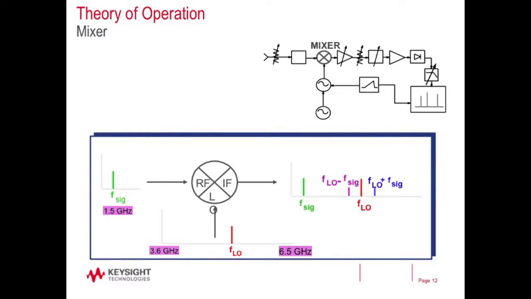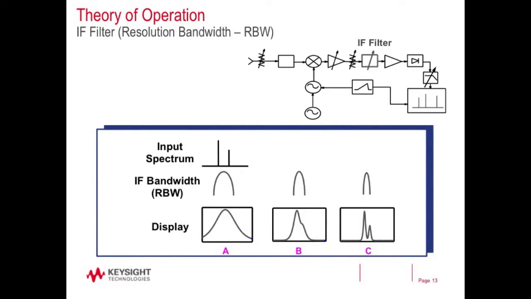So that's the mixer. One of the other parameters that you as a user get to adjust is what's called the resolution bandwidth. That's basically the filter width, right? Here we can see for a spectrum, this is what the signal looks like. And here we're using 3 different resolution bandwidths to look at this signal.